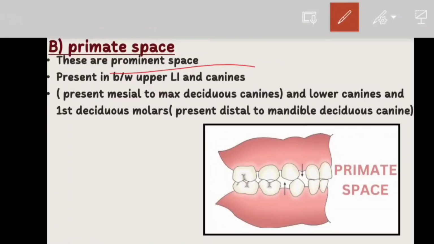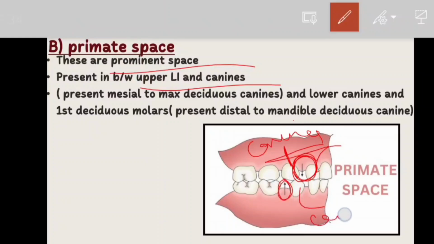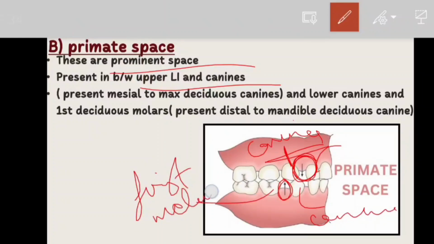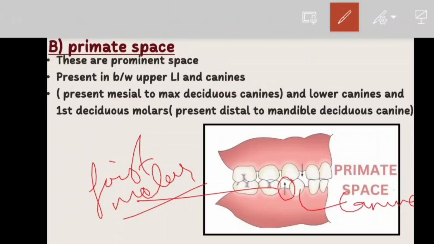Okay. In location, it is present in between the lateral incisor and the canine in maxilla. You see this is the maxilla, which is here. The space is present between the upper lateral incisors and the canine. So this was canine. Okay. And in mandible, it was between the canine and the first molar. So this was canine and this was the first molar. Okay. So the image clearly marks the primate space area. Here the easy trick is maxilla means mesial and mandible means distal. Okay. So you can learn by this.